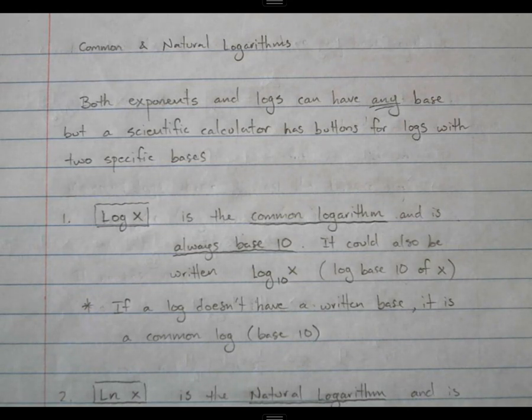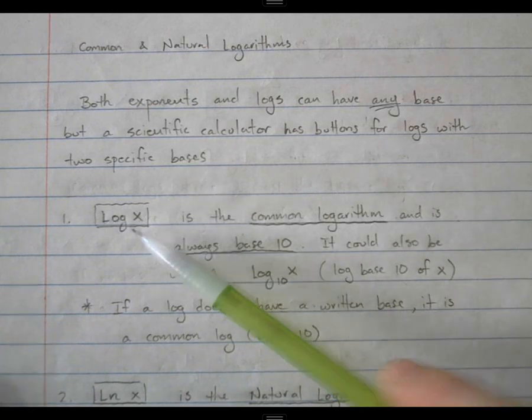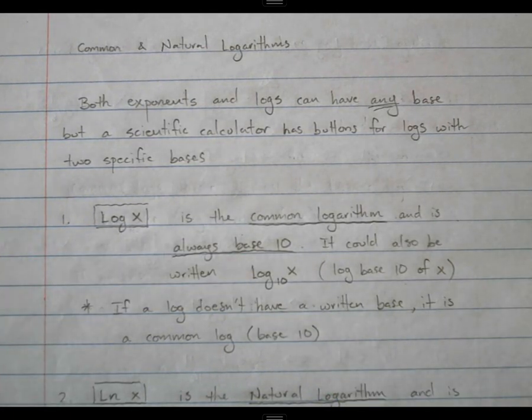All right, in episode 3 of our logarithm videos, we have common and natural logarithms. So both exponents and logs can have any base, but a scientific calculator has buttons for logs with two specific bases. First is log x. This is called the common logarithm, and it's always base 10.